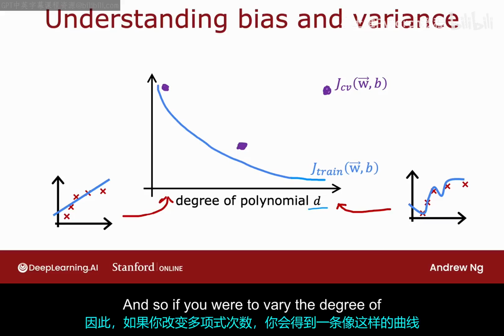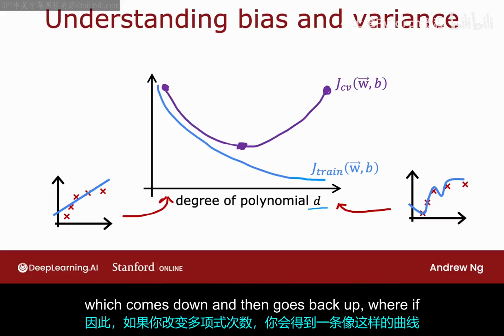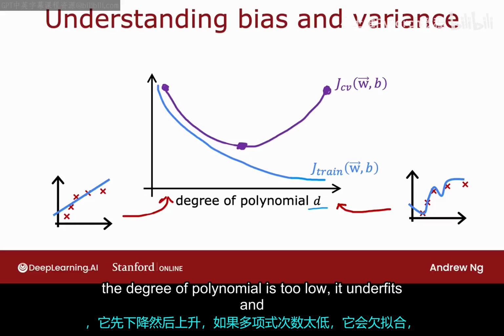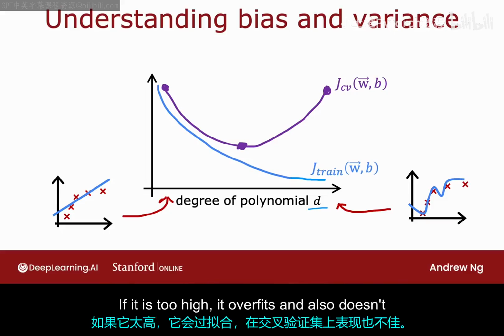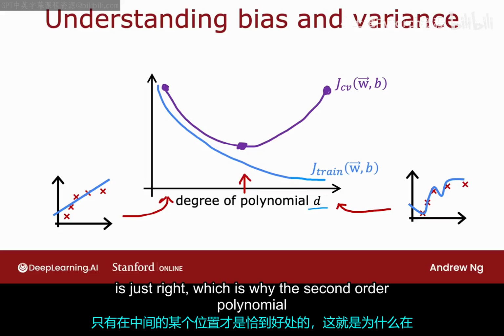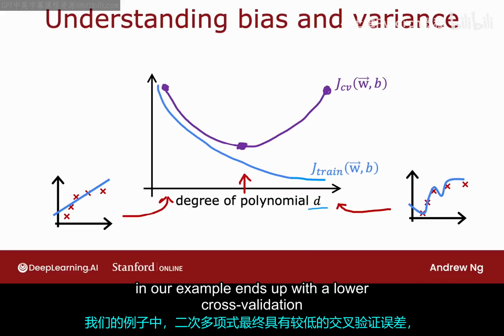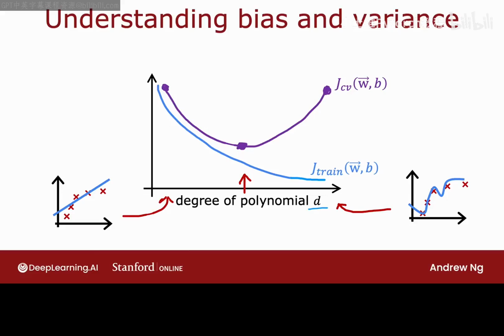And so if you were to vary the degree of polynomial, you'd actually get a curve that looks like this, which comes down and then goes back up, where if the degree of polynomial is too low, it underfits and so doesn't do well on the cross-validation set. If it is too high, it overfits and also doesn't do well on the cross-validation set. And it's only if it's somewhere in the middle that is just right, which is why the second-order polynomial in our example ends up with a lower cross-validation error and neither high bias nor high variance.